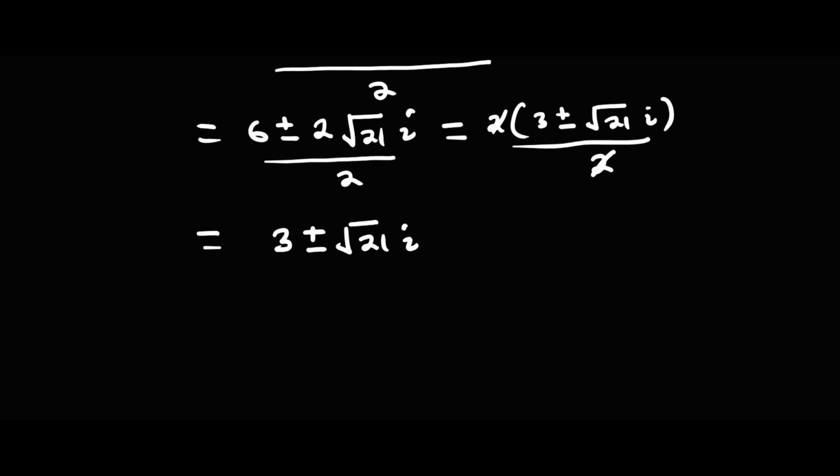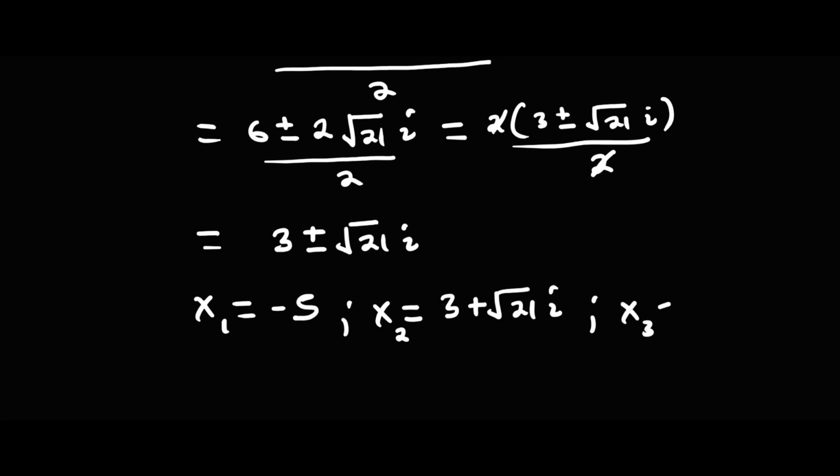So from here we can get two more solutions of x. x can be, as we saw in the first part, x1 equals negative 5. Then we have x2, when this is positive, that is 3 plus root of 21 i, and then x3 is when it is negative, that is 3 minus root of 21 i.